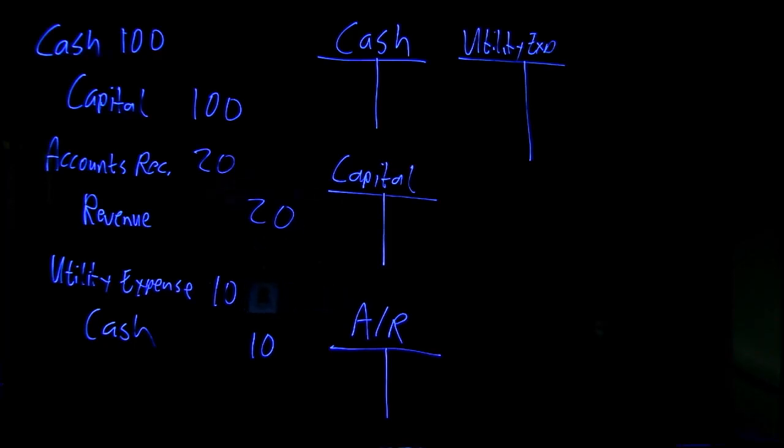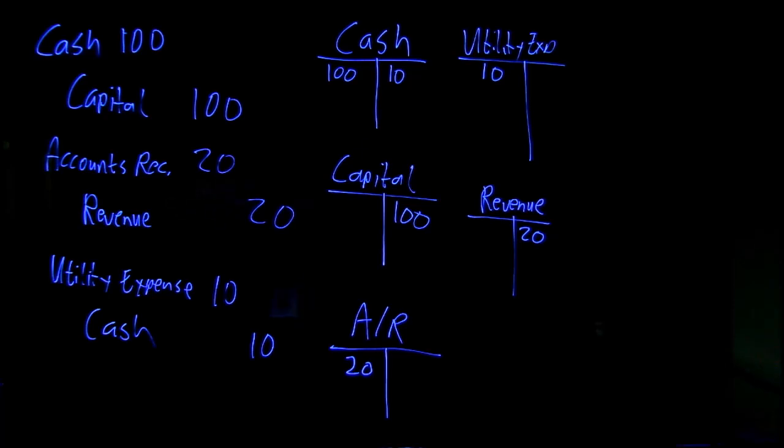So we have cash went up by 100. We have a credit to capital of 100. Our second transaction, we have 20 to accounts receivable, 20 to revenue. And then we have 10 to utility expense, and 10 to cash.